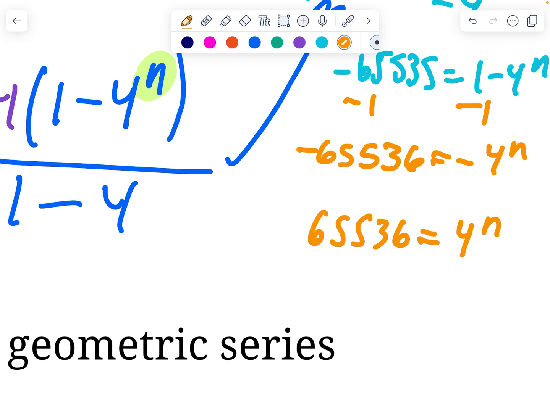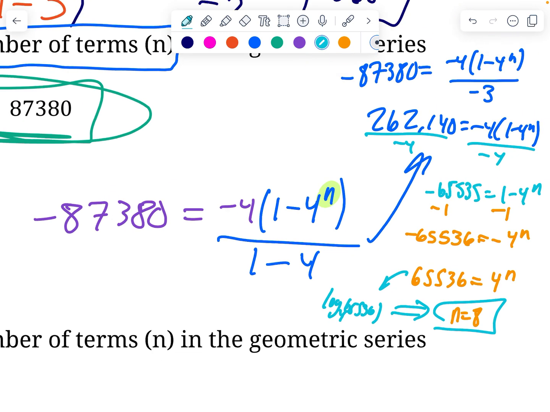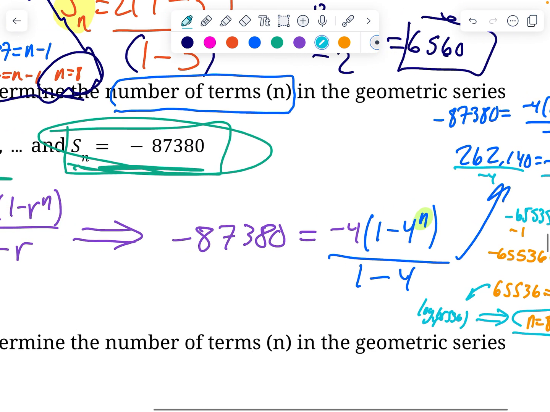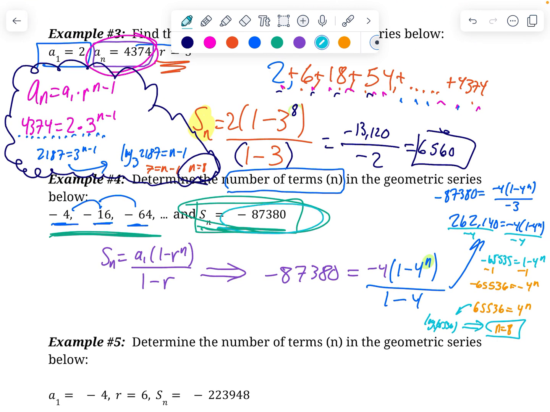I don't know, is it 4 to the 11th? No, that's too big. Is it 4 to the 9th? No. 4 to the 8th? Yep. It's 4 to the 8th. N is 8. Or you guys know how to solve this now. I'm confident that you guys are good at this now. You can use logs. It's log base 4 of 65,536, and it will spit out 8. That's the answer. Cool. I added up 8 terms. The first 8 terms in this list, you get negative 87,000.